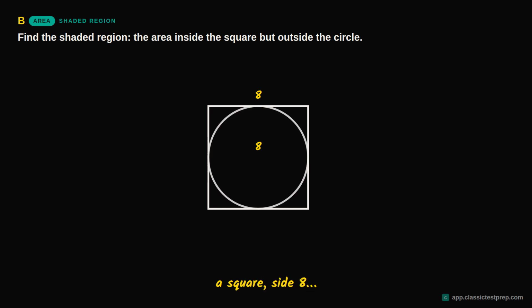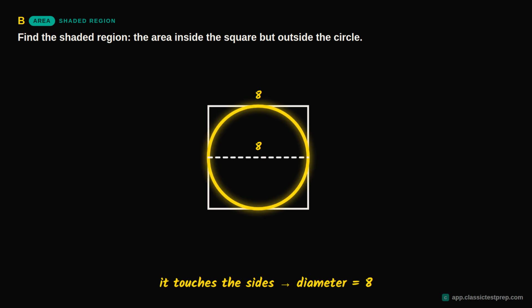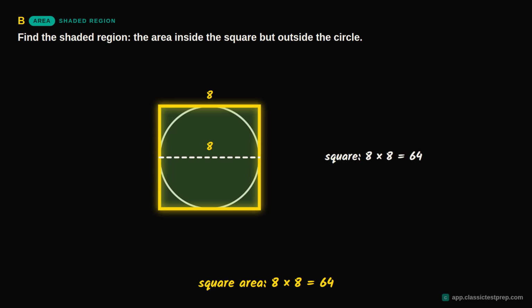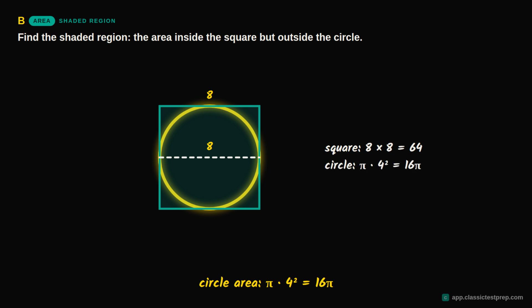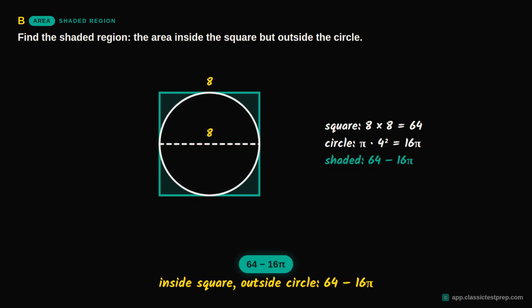Now let's find the area of a shaded region. We have a square with side lengths of 8 and a circle inscribed inside the square, touching the sides of the square, which means the diameter of that circle is 8. We need to find the area that is inside the square but outside the circle. So we find the area of the square first, which is 8 times 8, and that's 64. Then we're going to subtract the circle. The area of the circle is pi r squared, 4 squared times pi, so 16 pi. And the area that is inside the square but outside the circle is 64 minus 16 pi.